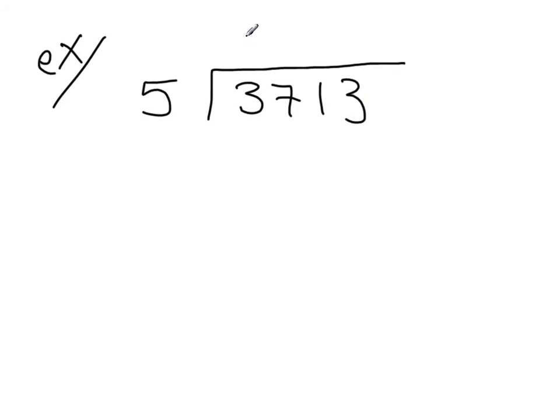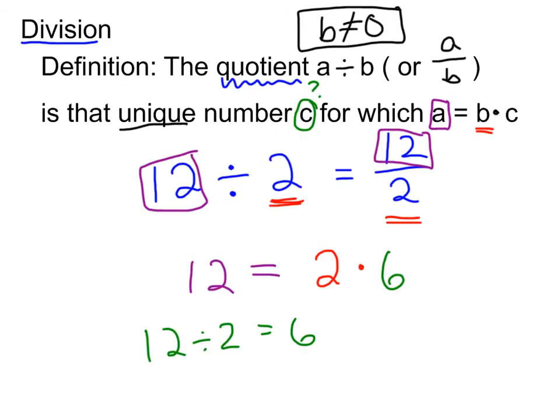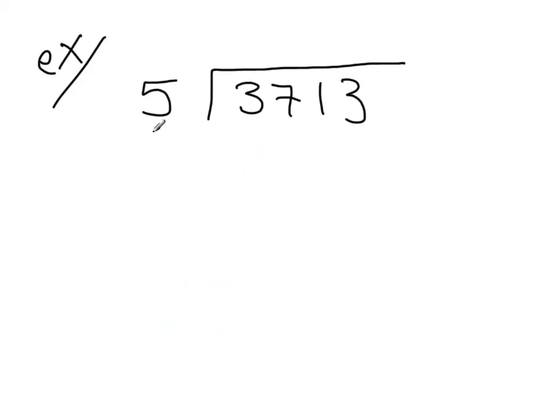When I do long division, I'm not always going to have a nice answer like I've been getting before. Even undefined is pretty nice. I'm going to ask myself questions based off of my definition. And if you don't remember the definition, let's sneak back. It's the unique number c for which a equals b times c. I know it's an ugly way to say it, but what I'm going to ask you to do is try to think of something times 5 that gets me close to the first digit here.